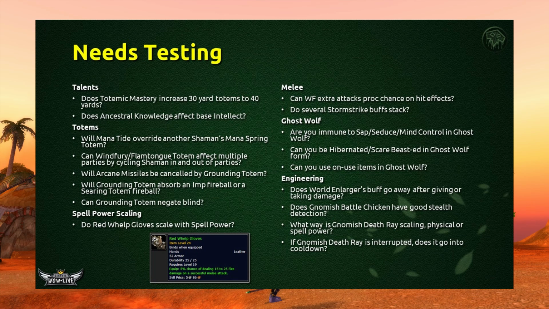The next is, can Grounding Totem negate blind? And there are a lot of things we don't know about Grounding Totem, so this is actually a catch-all. What will Grounding Totem ground and what will it not ground? Next is spell power scaling.